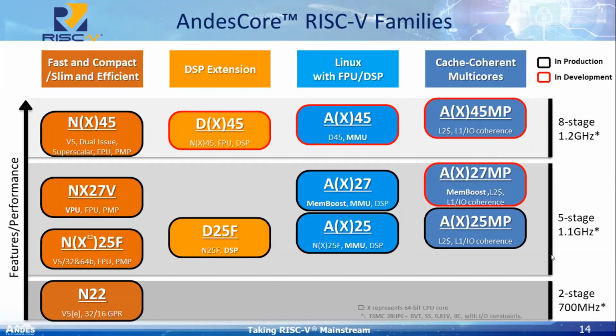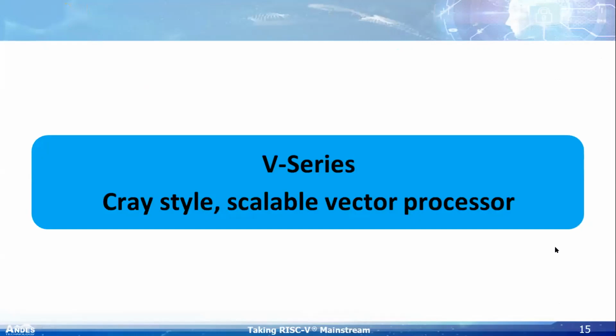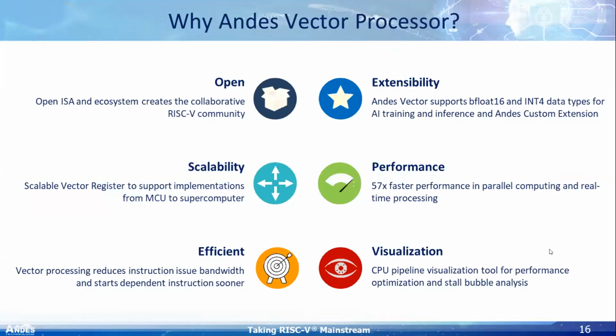Okay, let's have a look at our vector. The vector is a scalable vector processor. It is open, so that means the ISA for the vector is open. That means you have a big community who is contributing and working on this. There is extensibility. For example, we have added vFloat16 and int4 for AI training. It is scalable, I will show you, so you can configure it for your needs. It has great performance, much better than the standard one, and it's very efficient.